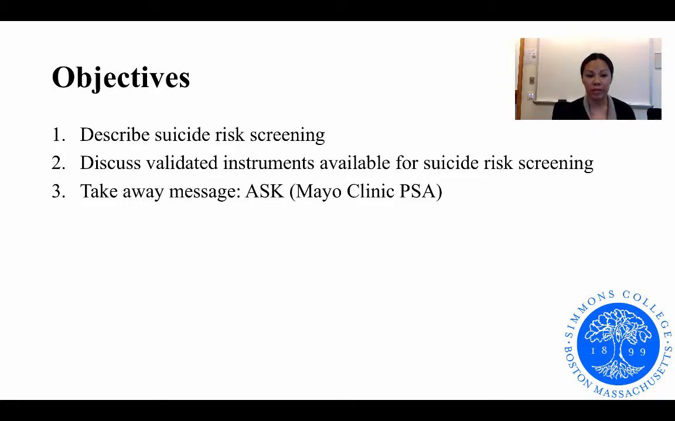Alright, so in summary, we've basically done 3 things in this module. Number 1, I talked about suicide risk screening. Number 2, I introduced and discussed validated instruments, which included the Ask Suicide Screening Questionnaire, the Suicidal Ideation Questionnaire, as well as the Columbia Suicide Severity Rating Scale. And then we looked at the Mayo Clinic PSA to really encourage everybody to ask suicide screening questions.